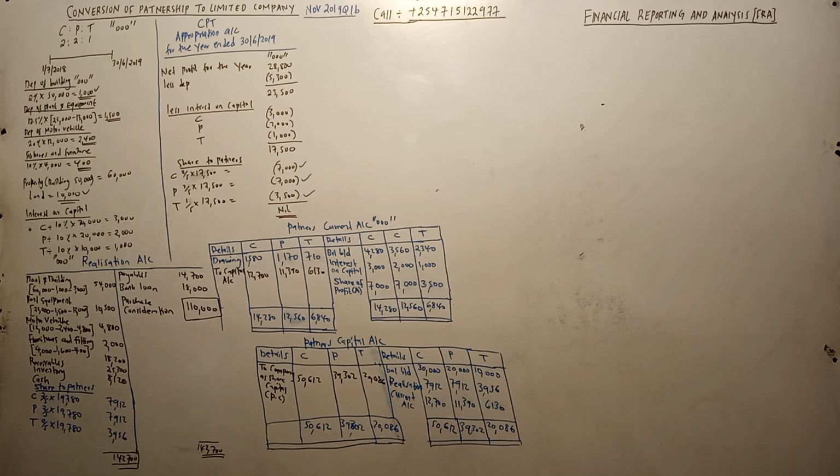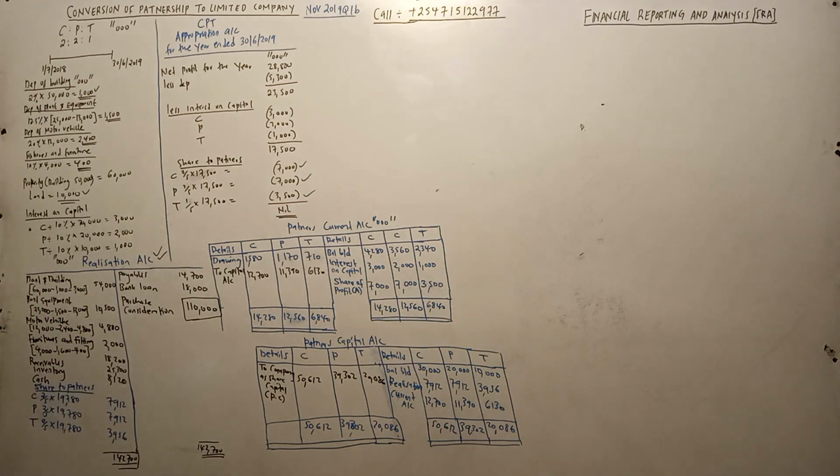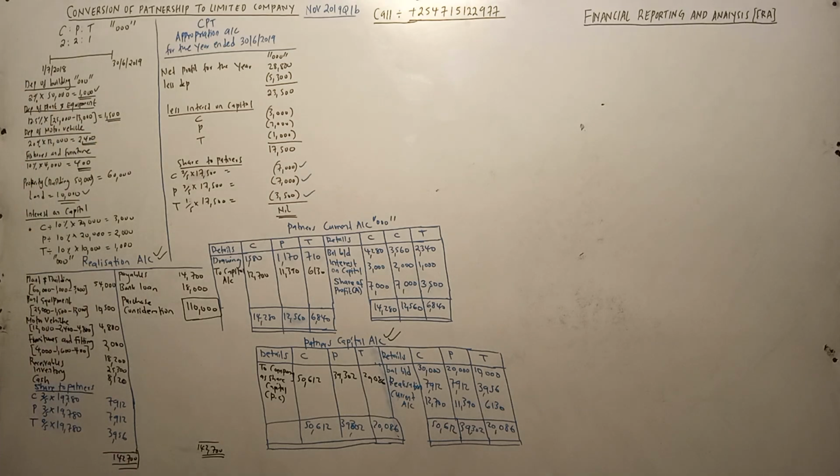So let's go to the requirements. Requirement number one, we're supposed to prepare the realization account. Here it is. Number two, we are supposed to open the capital account. Here it is. And number three, we are supposed to determine the opening statement of financial position as at 1st July 2019, as at the beginning of that year.